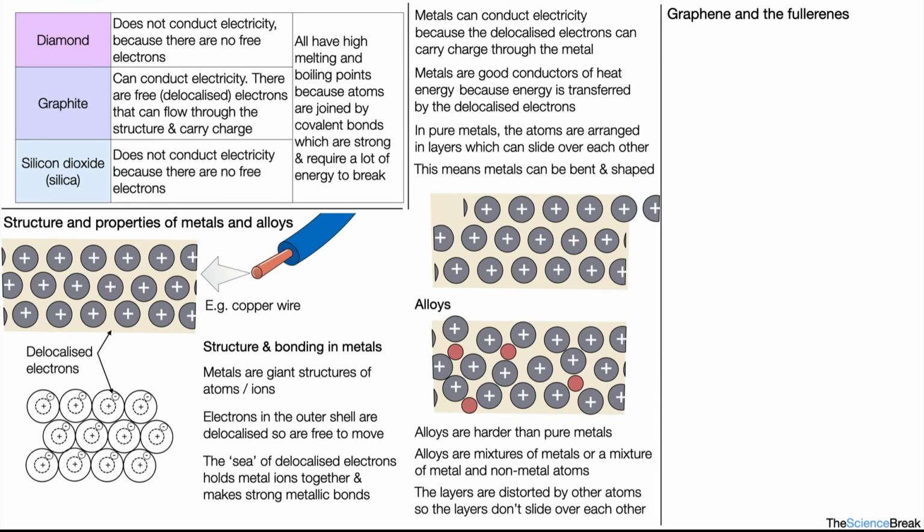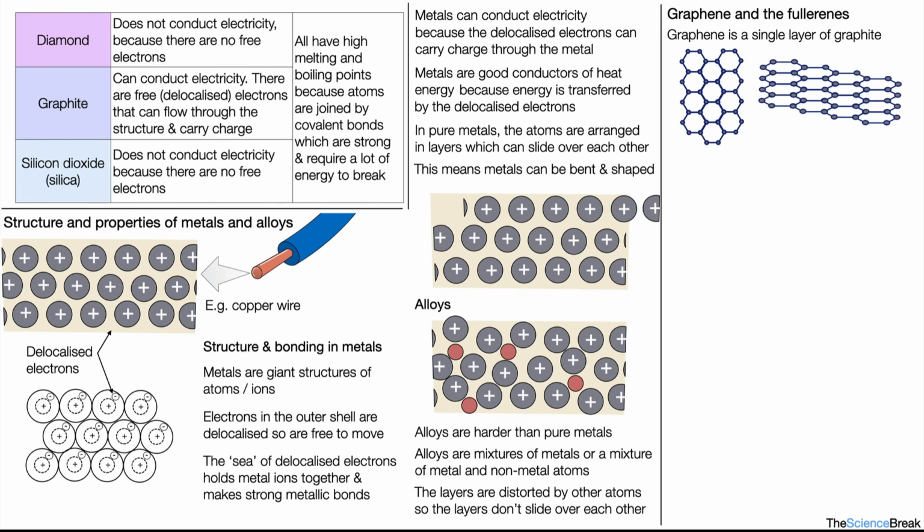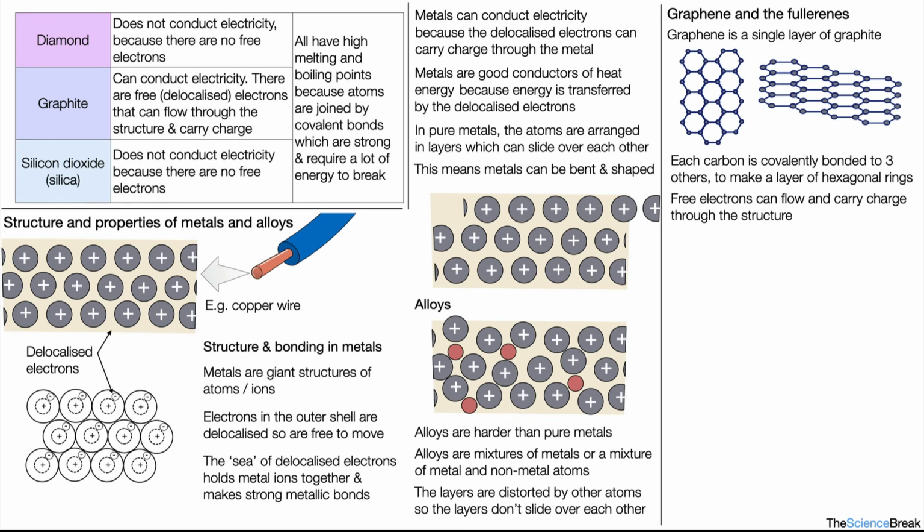Let's take a look at graphene and the fullerenes. Graphene is a single layer of graphite. It looks a bit like this. If you're looking from the top, you might see something like this, and here's what's supposed to be a kind of 3D version of that diagram. Again, each carbon atom is covalently bonded to 3 others to make a layer of hexagonal rings. Free electrons can flow and carry charge through the structure, so graphene can conduct electricity. Graphene also has a high melting point because a lot of energy is needed to break the covalent bonds. So that's graphene. Let's take a look at the fullerenes.